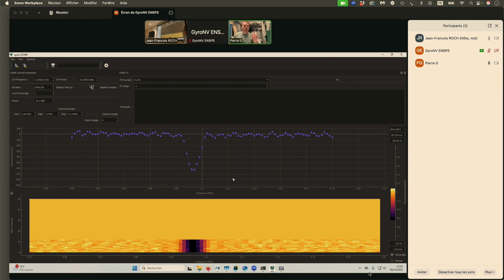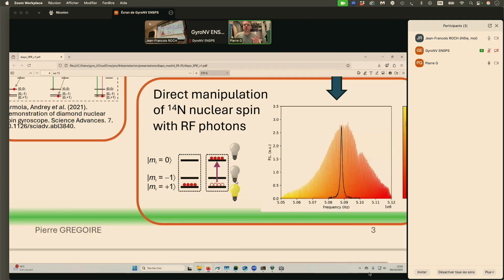Exactly, yeah. So now we have a three-level system that's polarized, and we can coherently manipulate those spins inside of those three levels. So let me show you what we do first. First thing we will do is to measure the Rabi oscillation.